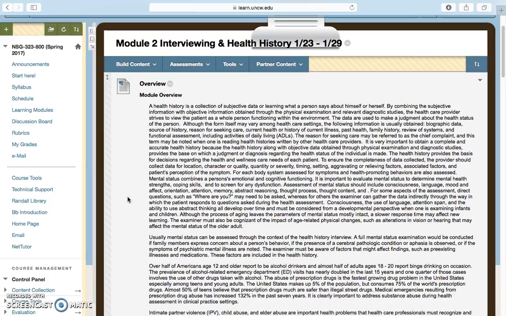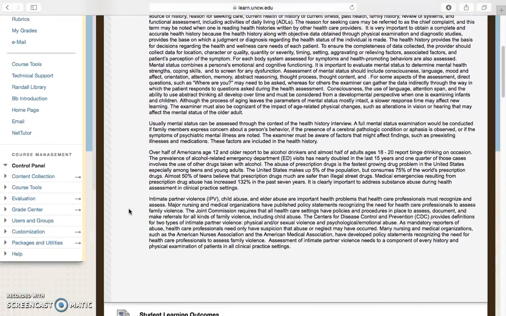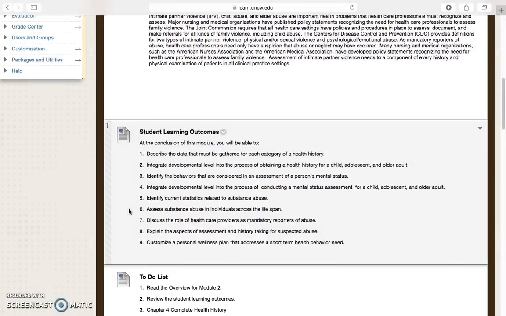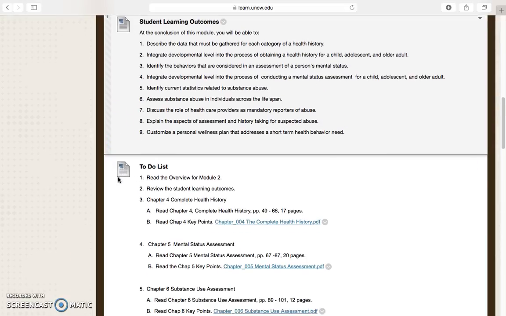Combining a health history and that subjective information is really essential when creating a differential diagnosis and providing holistic care to your patient, that you can couple with the objective information, which is your physical exam. So here we do have an overview of Module 2 that I would like for you to review first. We do have some student learning outcomes listed for you. Basically, these are some things that you should be able to understand by the time you finish this module.